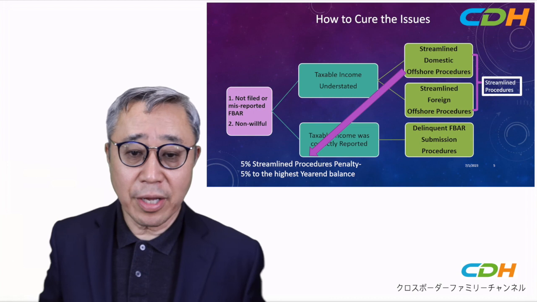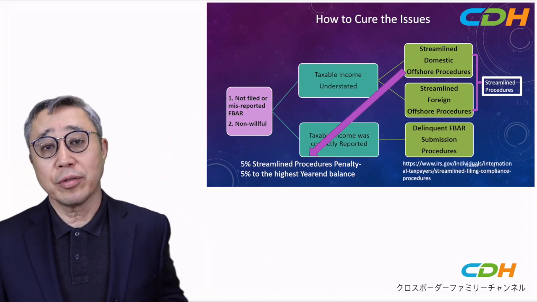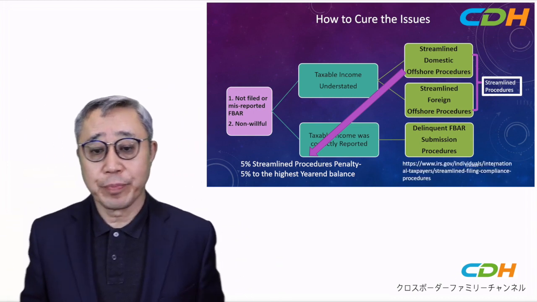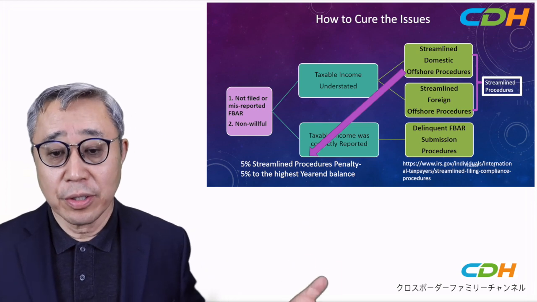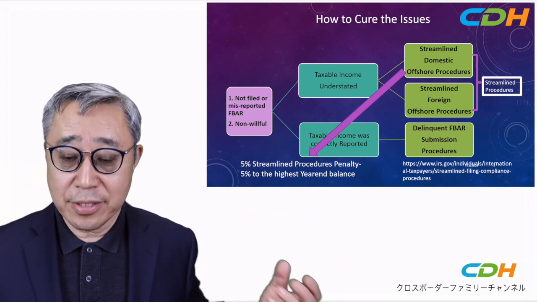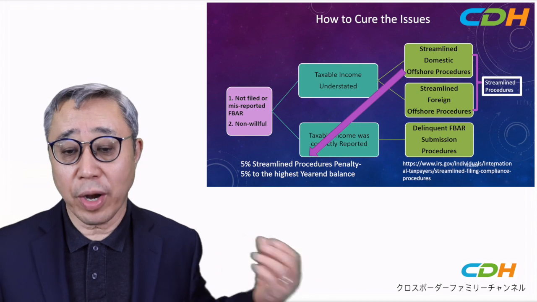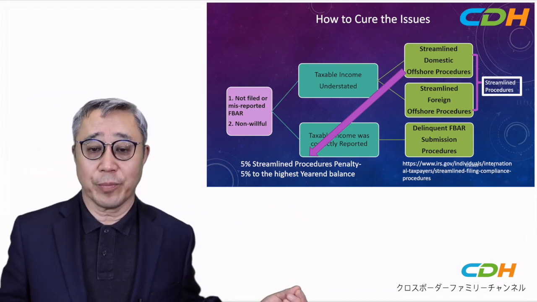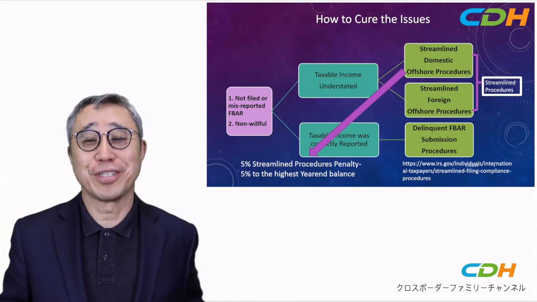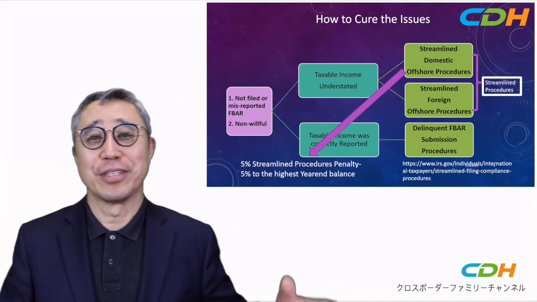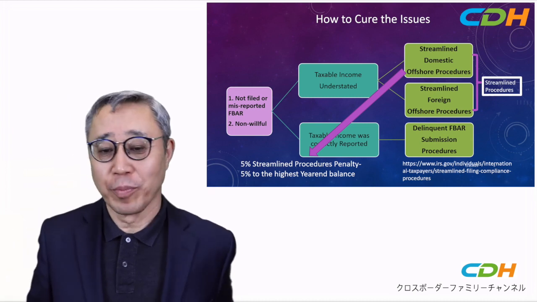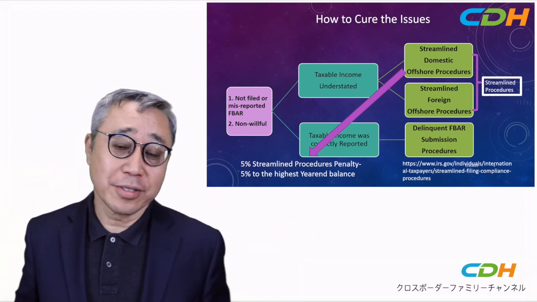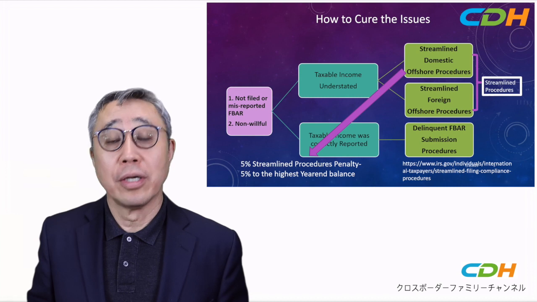So by saying that, I'd like to end my short video, but here is the IRS site where they explain the streamlined filing compliance procedures. There are just too many words here, but streamlined is the keyword. You can look at this IRS site and get more information.